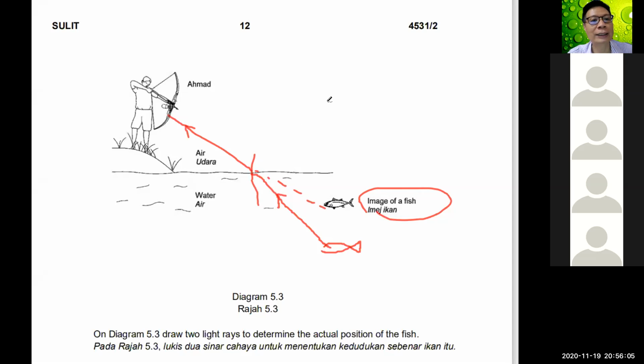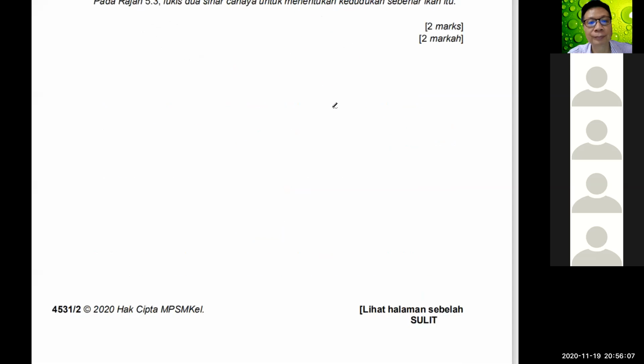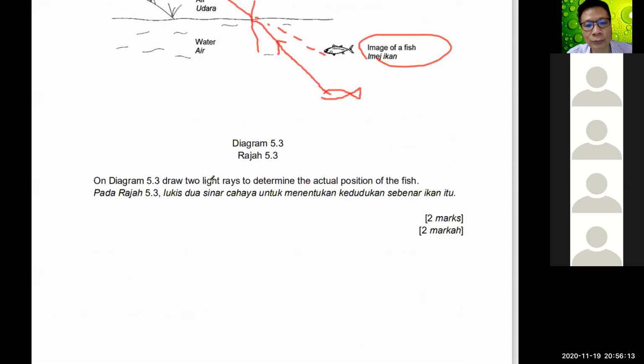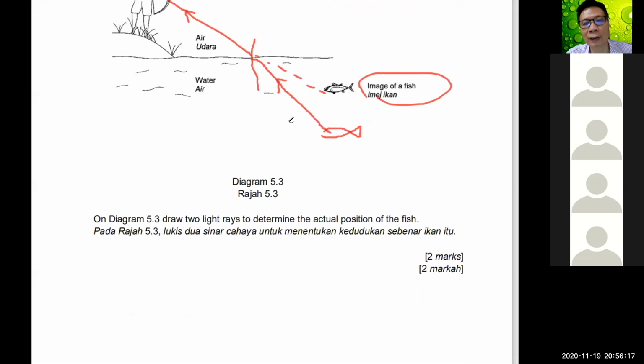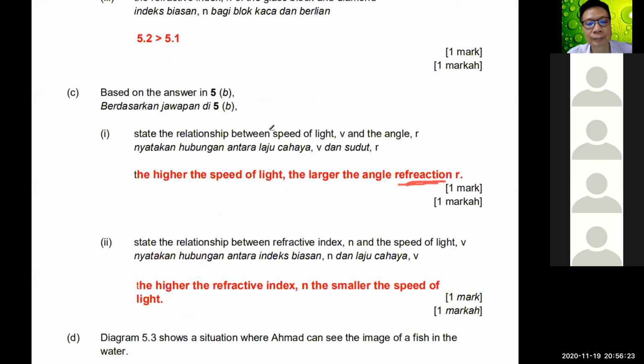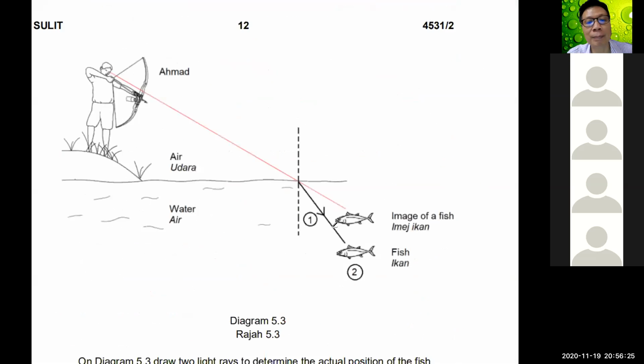Okay, now let's see the question. On the diagram, draw two lines, ray 2. They ask you to draw 2 to determine the actual position. So this one is not enough, this one only. So let's see the answer. Like that, same lah. Some more the arrow is wrong. It should be like that. Like go up, then see.